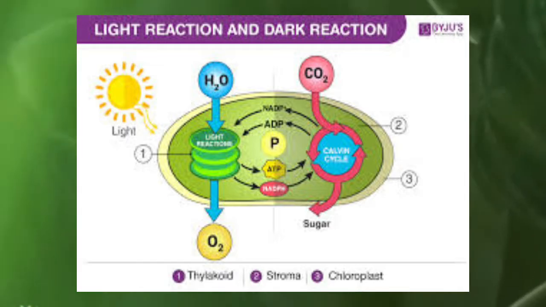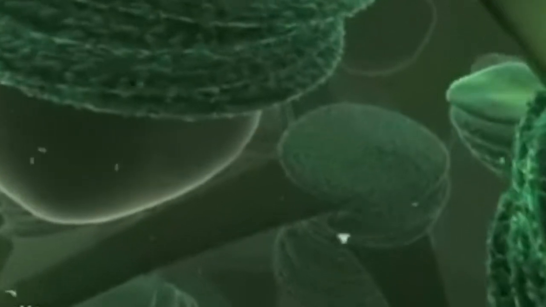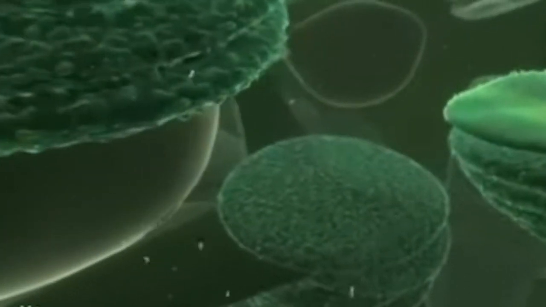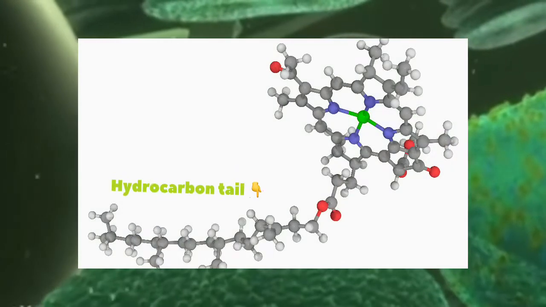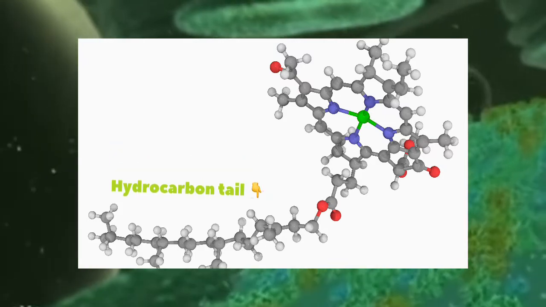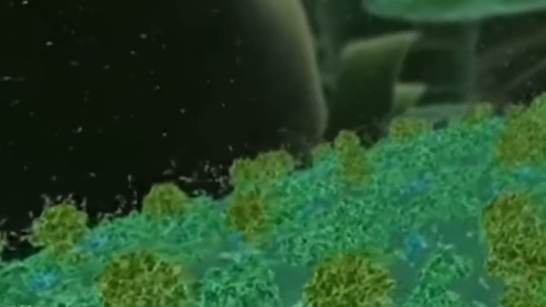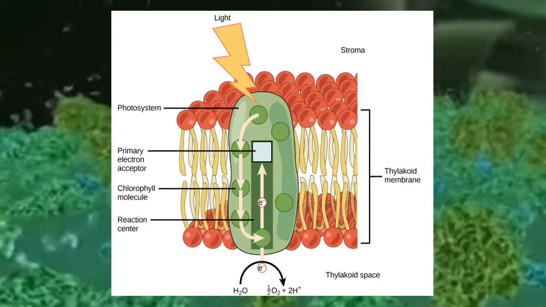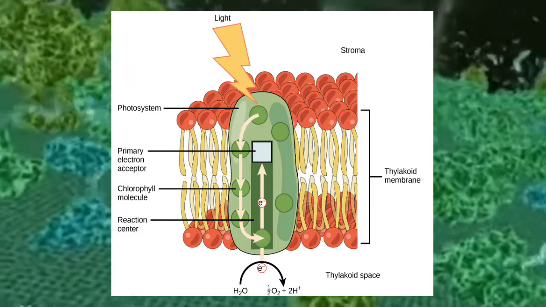Within the thylakoid membrane, you have these proteins that make up your photosystem, and that's where you'll find your chlorophyll. If you look at the atomic structure of chlorophyll, you'll see that it has a hydrocarbon tail, a lipid tail, and that's what anchors it into the thylakoid membrane, or into the proteins.